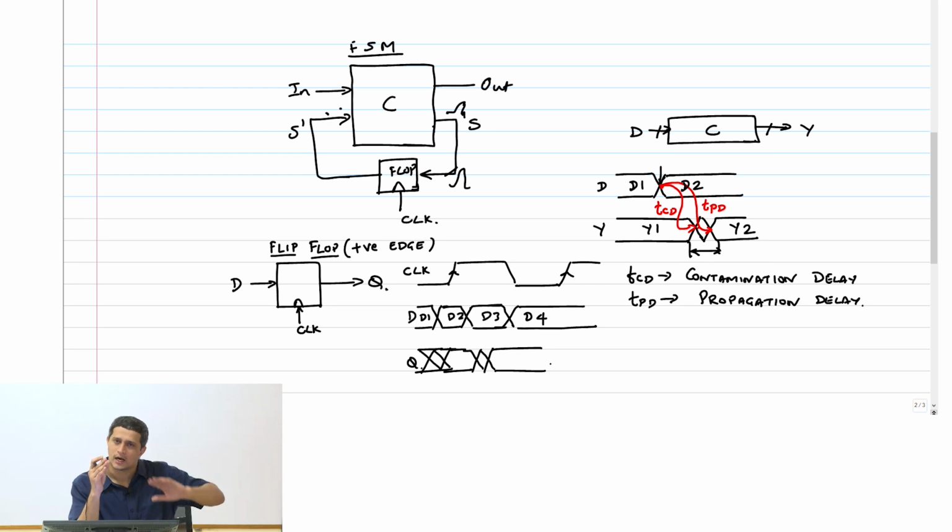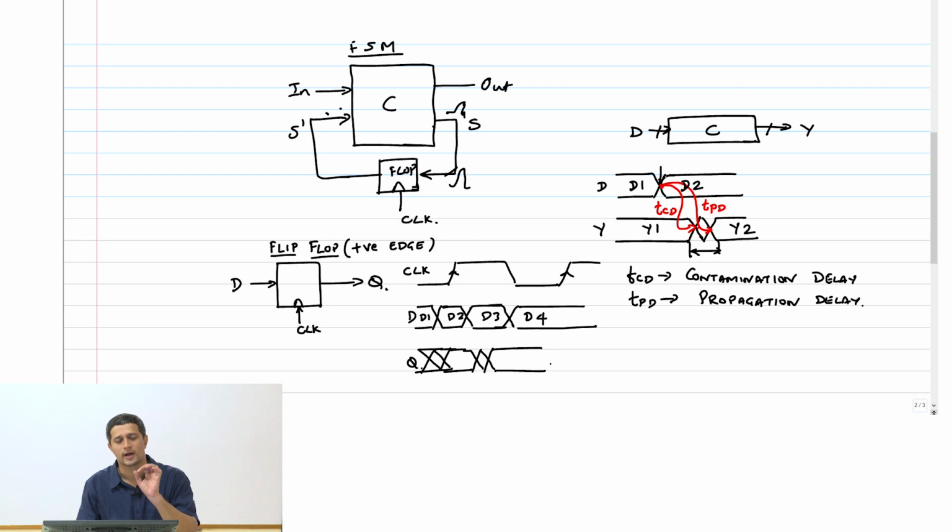So therefore there is a contamination delay for the flops as well and a propagation delay, but the origin of these two delays is not the same as that of combinational circuits. I will come to this at a later point. If you look at a flop, there's only one path, one path of inverters or whatever, so there's no alternate path to actually cause this contamination delay. I'll tell you where this comes from.